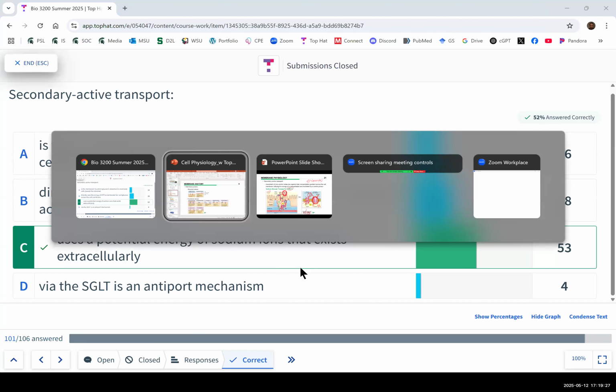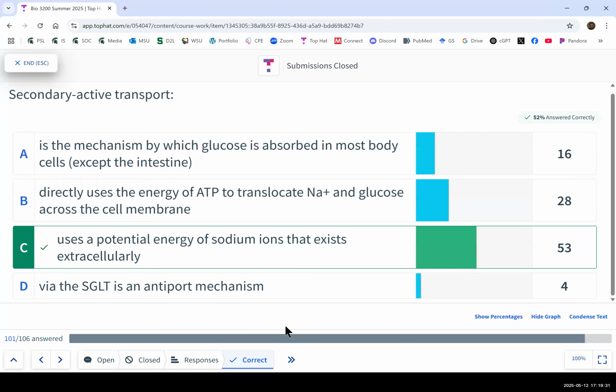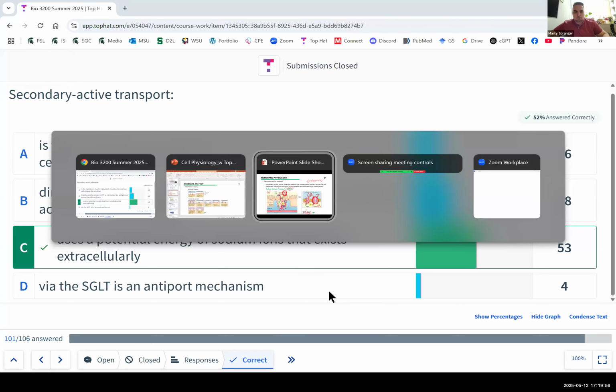Good. Any other questions on this one here? I have a question. Is the reason B is incorrect because it says it directly uses the energy of ATP? Yep. Indirect. Another one? No, I thought for a second it was asking for the incorrect one, but then I realized other ones were incorrect too, so I picked B. I was going to ask about that, but thank you.